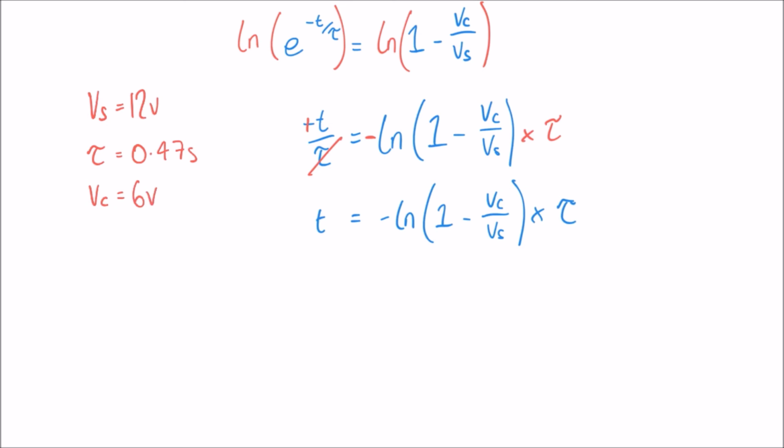So now we can plug these numbers into our equation for time. We can say that t equals minus the natural logarithm of 1 minus Vc over Vs. Well, Vc we've said is going to be 6 and Vs we know to be 12. Multiplied by the time constant, which we said was 0.47 seconds. Bearing in mind that if you've got a good scientific calculator, it should have a natural logarithm function, ln. If we calculate that, I get an answer of 0.326 seconds. So what we're saying there is, in this circuit, it would take 0.326 seconds for the capacitor to reach 50% of its full capacity.